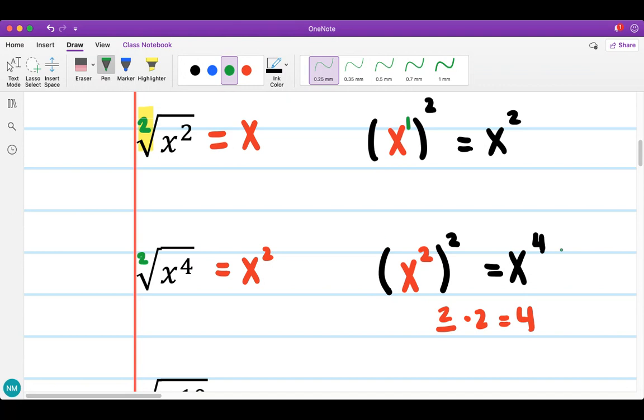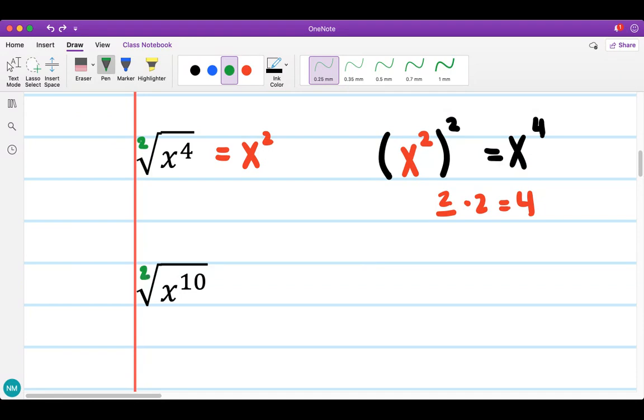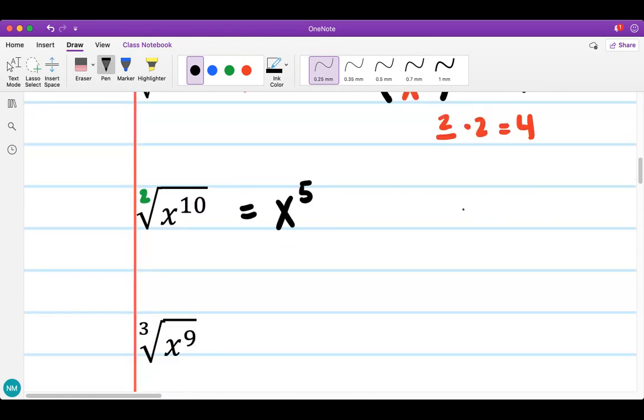With this, we're kind of going backwards. We're trying to find what times 2 equals 4, so I'm going to do 4 divided by 2 equals 2. That makes this problem a heck of a lot easier, right? Because if that's a 2, then 10 divided by 2 is going to be 5. So the answer is x to the fifth. And we know that that's true because x to the fifth squared is equal to x to the 10th.